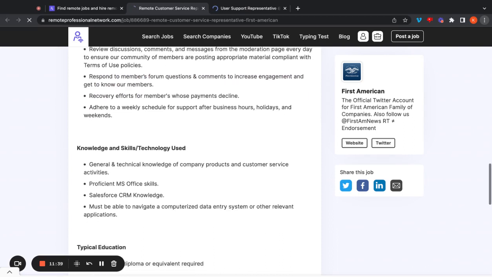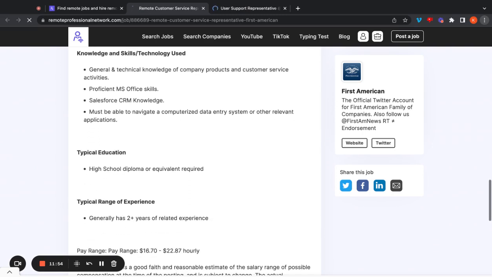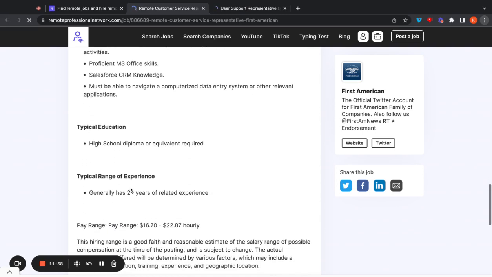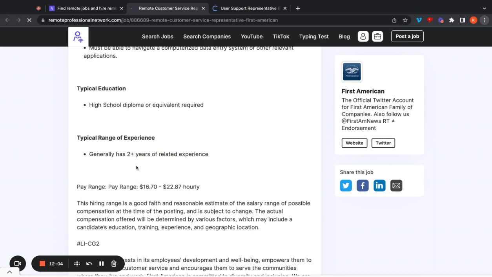And some things that you're going to be using: they'd like you to have general and technical knowledge of company products, proficient Microsoft Office skills, Salesforce CRM knowledge, and you must be able to navigate a computerized data system pretty well. You just need a high school degree or equivalent for this one. Generally speaking, you're going to have 2 years of experience. This is an entry-level position, guys, so you don't have to worry about this one. And this is going to pay, again, $16.70 to $22.87 per hour.